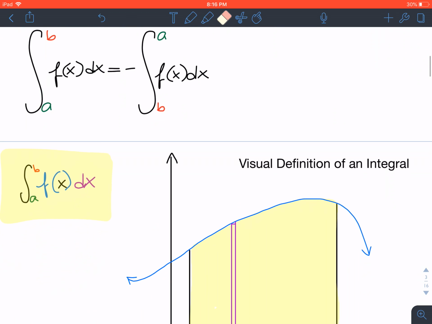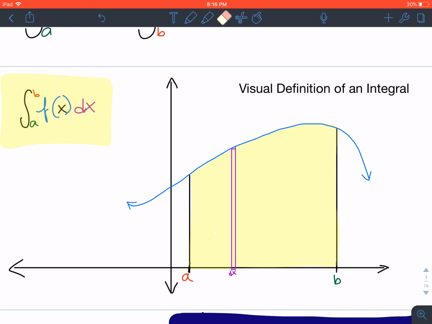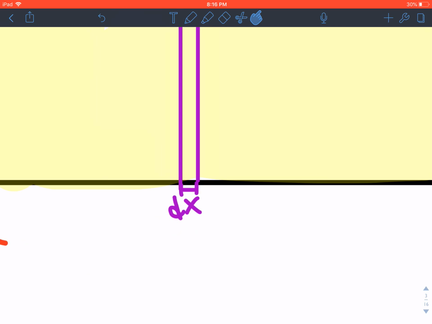So here's a quick visual definition of the integral for you. Obviously here's the a to b. This is the part of the integral we're talking about. So over here we have a and b. The blue line is the function, and x is x. And then dx, see, is going to be this infinitely small width.